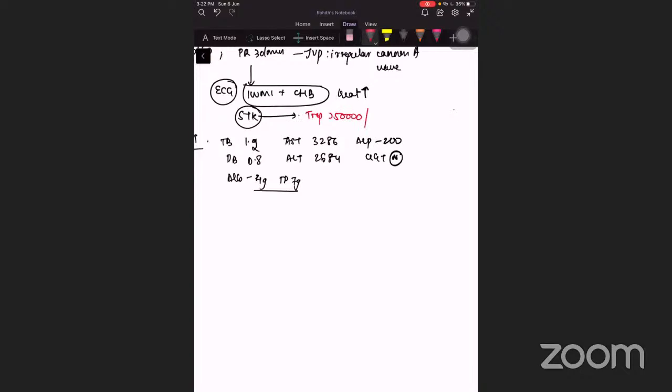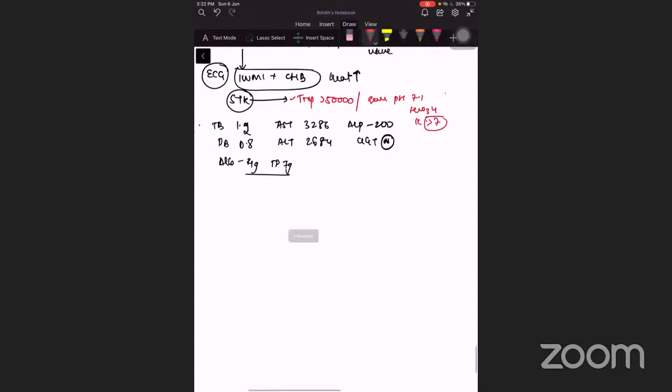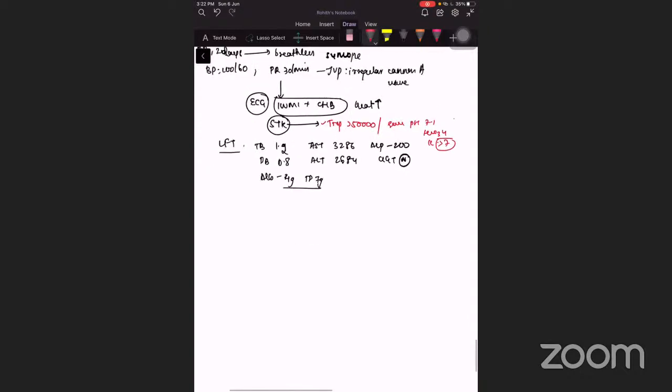This is the history. He came with severe acidosis also. The patient had a pH of about 7.1, bicarbonate was 4, and potassium was initially more than 7. So this is the history of this patient. So what do you think is the diagnosis now? Yeah, very good. Someone has given the answer.